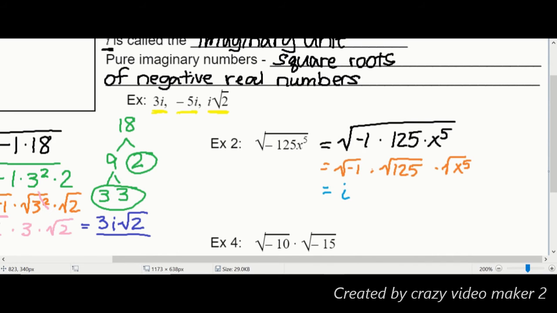Then we have this square root of 125, and if you plug a square root of 125 into your calculator, you end up with a decimal. That is not what we're looking for. What we're looking for is for it to be a regular whole number. However, with 125, we can't split it up that way.